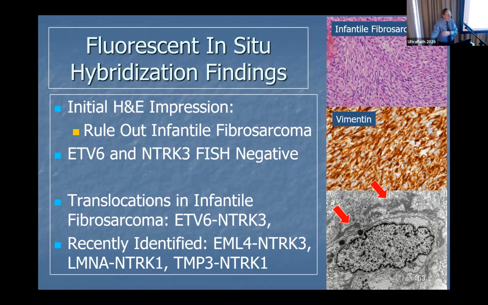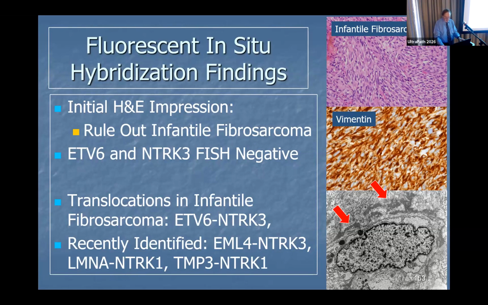And one of the things that was described quite a long time ago was this really flocculent type of material present within the stroma. This is fairly characteristic for infantile fibrosarcoma, also for cellular mesoblastic nephroma, which I think is equivalent to a renal infantile fibrosarcoma. So the aim here was basically to rule out infantile fibrosarcoma. ETV6-NTRK3 is the most common translocation that you see with these, and the FISH for this was negative.